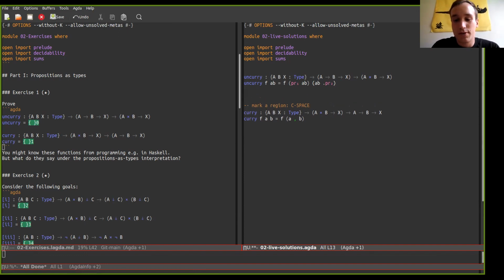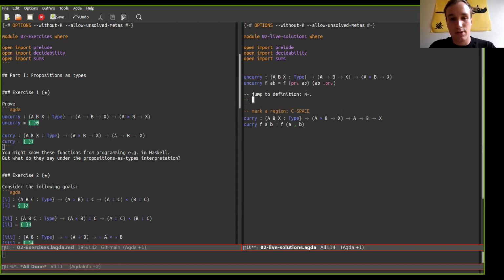Okay, so maybe a few remarks. Jump to definition is meta dot, and back is meta comma. And what else do we have? Jump to next goal.